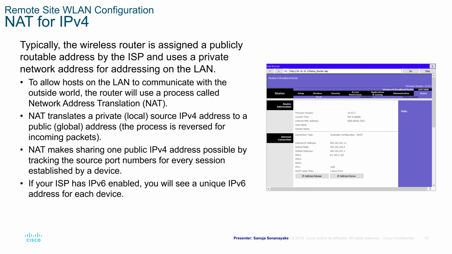NAT, or Network Address Translation, for IPv4. Typically, the wireless router is assigned a publicly routable address by your internet service provider and uses a private network address for addressing on the LAN, or local area network. To allow hosts on the LAN to communicate with the outside world, the router will use a process called Network Address Translation. In short, it is called NAT. So NAT translates a private or local source IPv4 address to a public or global address. And the same process in reverse happens for incoming packets.